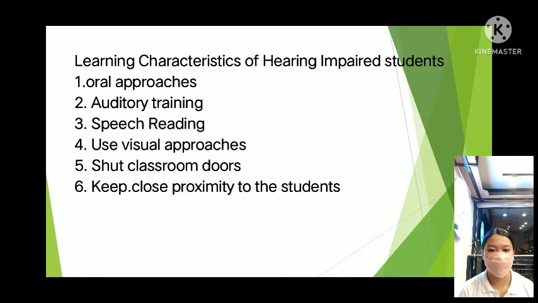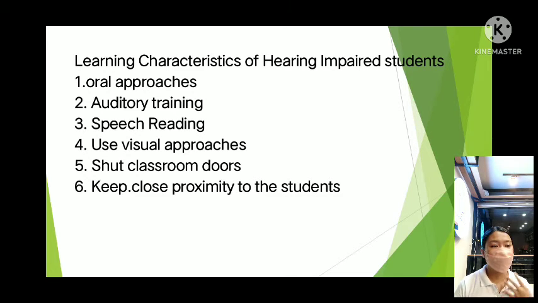As future teachers, dapat alam mo kung ano yung mga learning characteristic na kailangan mong gawin para magkaintindihan kayo ng inyong estudyante sa inyong lesson. The first teaching strategy that the teacher should use is oral approaches. Second is auditory training. The third one is speech reading. Fourth one is use visual approaches whenever possible.